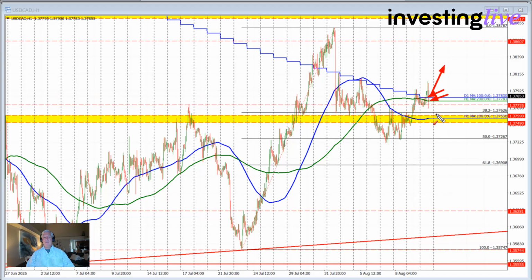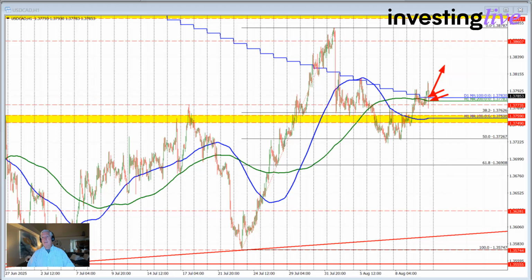Of course, we still have issues with Canada and the U.S. from a trade standpoint. Does that slow the economy down? Does it lead to a lower Canadian dollar going forward? We'll see. But technically, we've got to focus on the 200-hour moving average and the 100-day moving average, despite the ups and downs in trading in that currency pair.